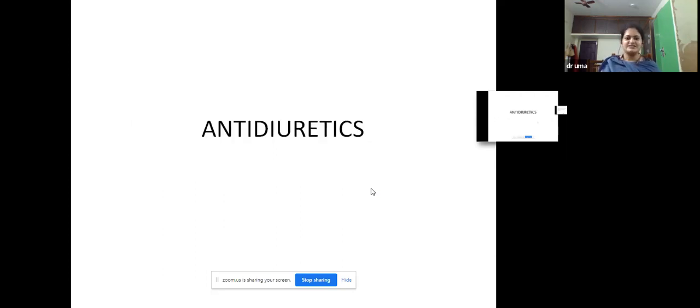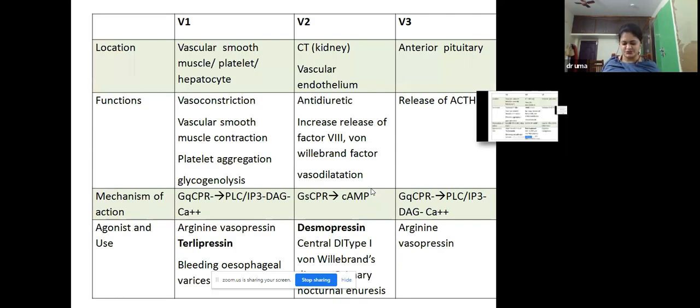Now the antidiuretics. There are mainly three receptors: V1, V2, and V3. The release of ADH acts mainly through the V2 receptor. V1 is located in vascular smooth muscle, platelets, and hepatocytes. V2 is present in the kidney and endothelium. And V3 is in the anterior pituitary.